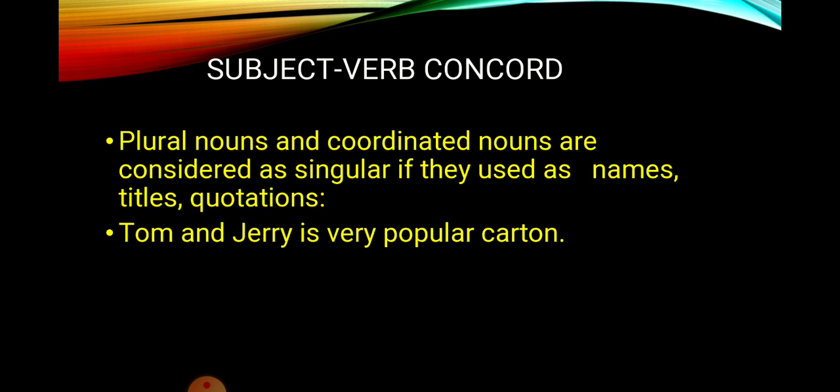When we have plural nouns or coordinated nouns, and we use them as a name or a title or a quotation. So when we have a sentence in which we use a plural noun or a coordinated noun with "and", as we will see in this example, and we use these nouns as a title or a name for a company, a shop, for example, or a quotation, we use them as singular.